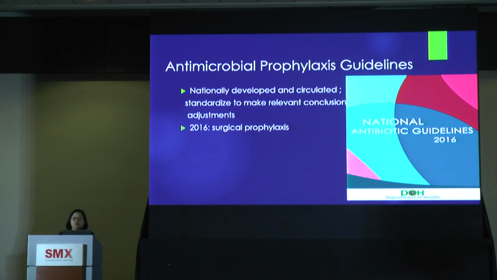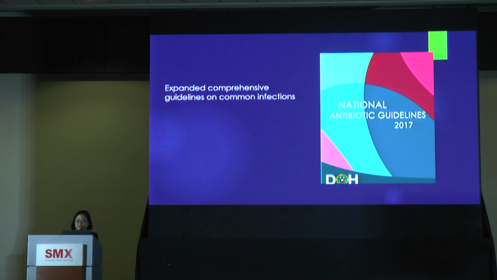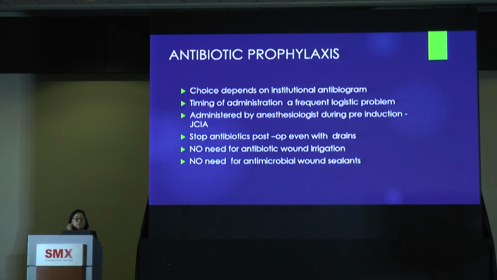So I think we have a little more time for antimicrobial prophylaxis. The guidelines came out in 2016 and 2017. But the choice really depends on the institutional antibiogram. So those guidelines were really a suggestion to everyone. The problem is I don't think the compliance rate is still very high. I saw the posters. Okay?